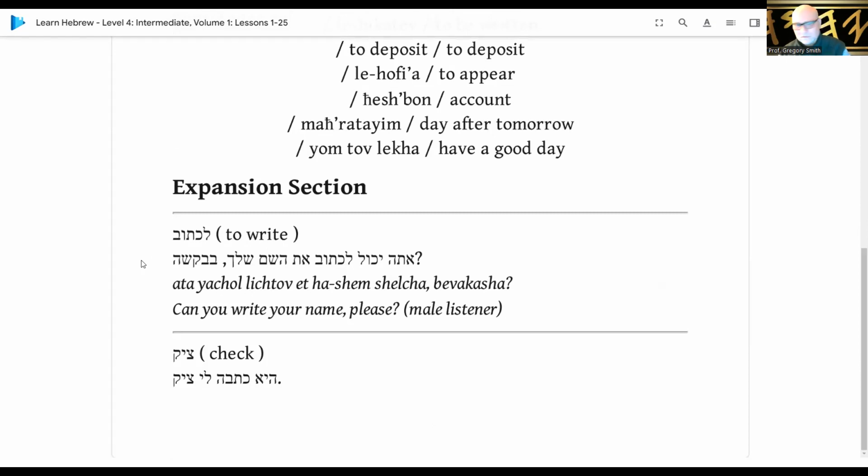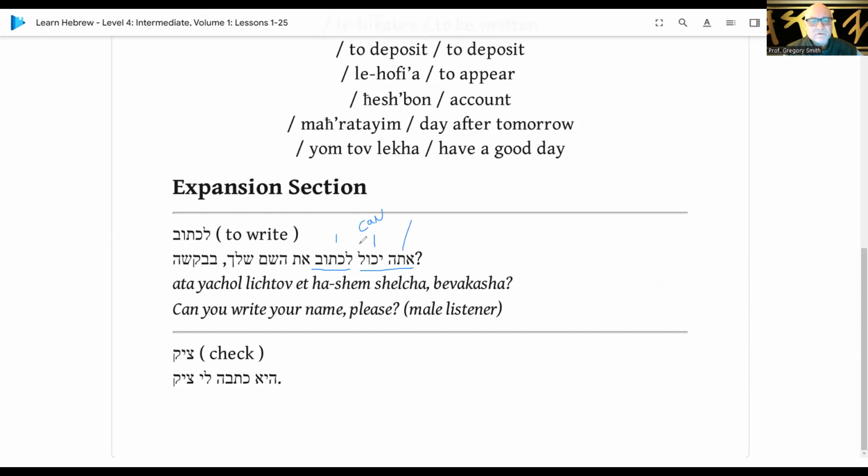Okay, so let's see here, liktov. Ata yachol liktov. So I think this yachol has to do with wanting. Do you want to write? Or maybe it's the can one. I think it's probably can. You can write. Ata yachol liktov. Okay, yeah, it has to do with can. אתה יכול לכתוב. Yeah, so this is the can one.